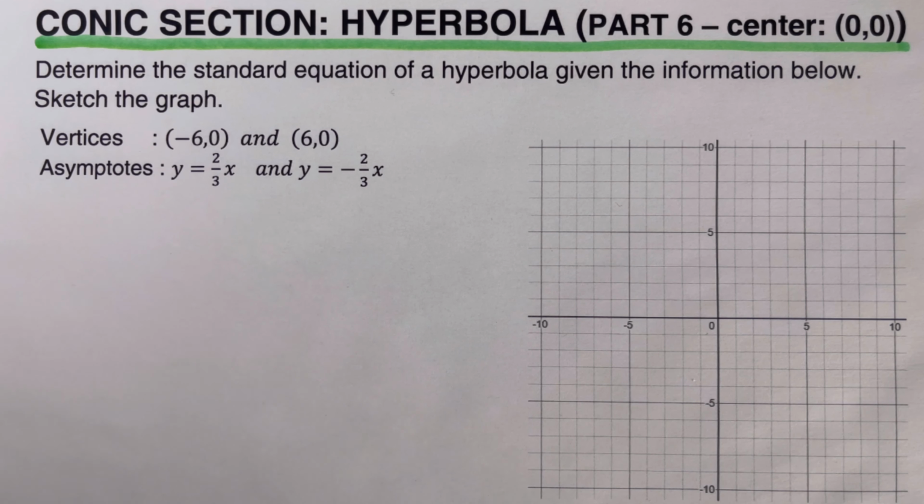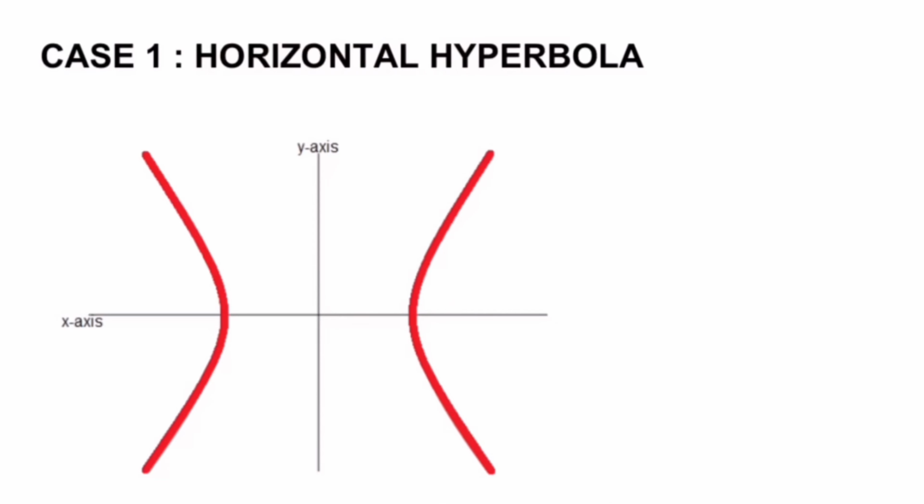Now, before we jump into these examples, let's have a review on the parts, the two cases, and the equations of hyperbola. Please notice that this hyperbola is called the horizontal hyperbola because the graph, which is in red, is touching the horizontal axis.